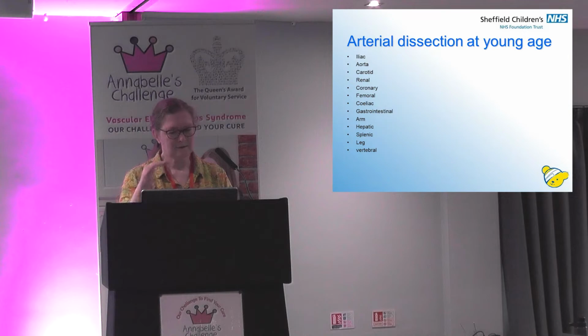And I've listed these arteries in the order in which they occur. So the most common dissections are the iliac and the aorta and the carotid, and one of the ones that are very rare is the vertebral.